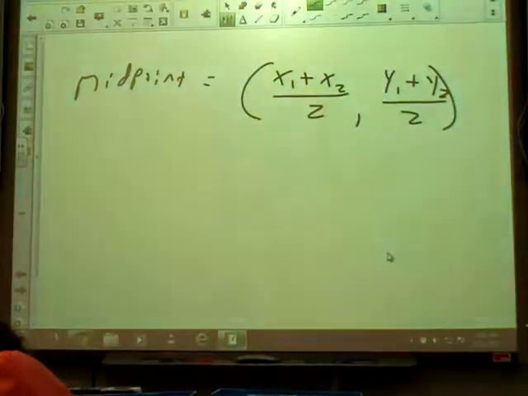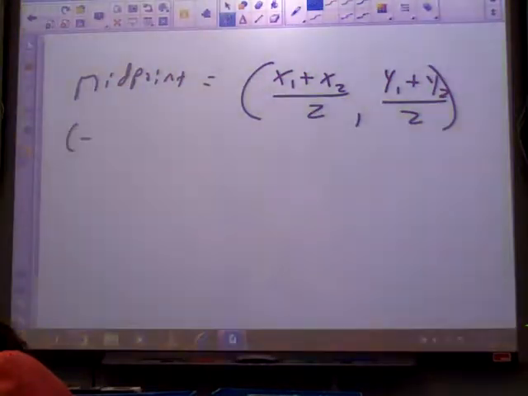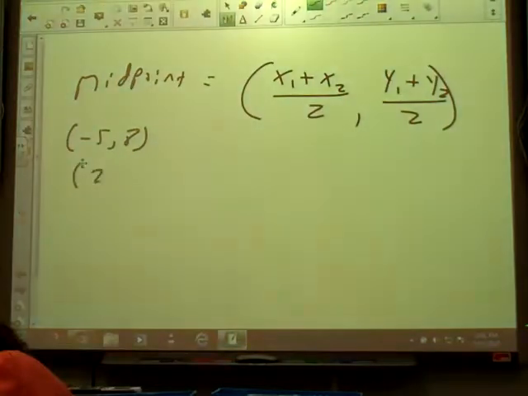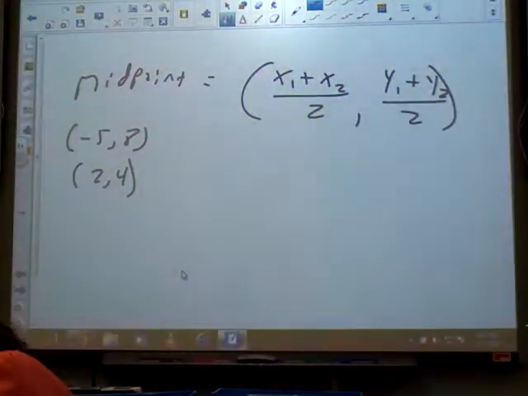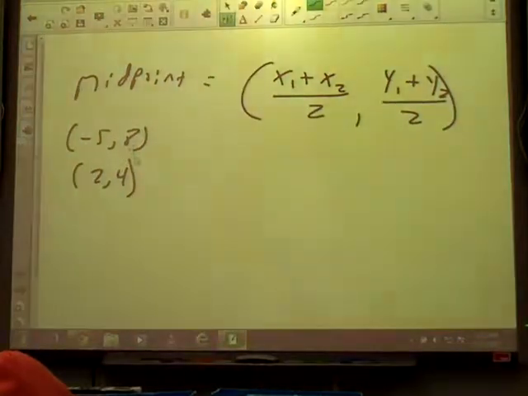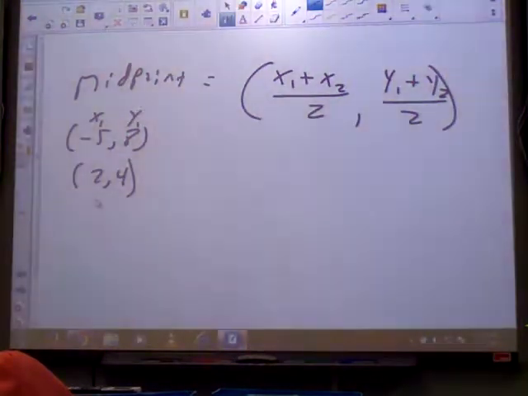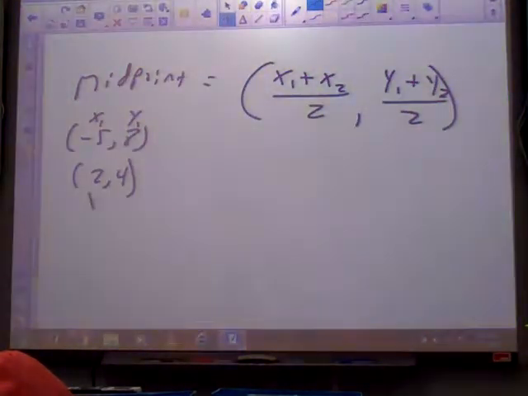If I gave you the ordered pairs, we've got segment PQ. P is at (-5, 8), and Q is at (2, 4). I want to know the midpoint of that segment. I'm just going to plug them in. Doesn't matter which one's x1, y1, as long as I stay consistent. If I make this one be 1, then the y needs to be 1 also. Don't mix them up. Don't have x1 with y2.